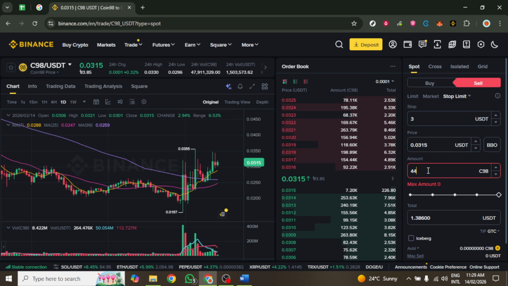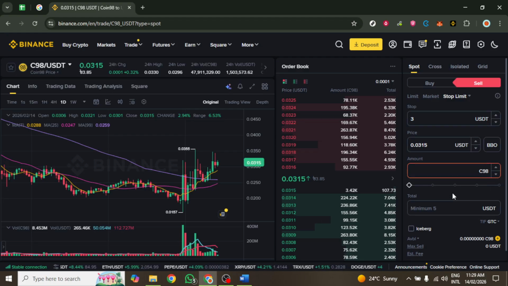Once your order is completed, check your spot wallet to confirm that the funds have been received. You can also view your order history by navigating to the trade history section for a record of your recent transactions. That wraps up today's guide.